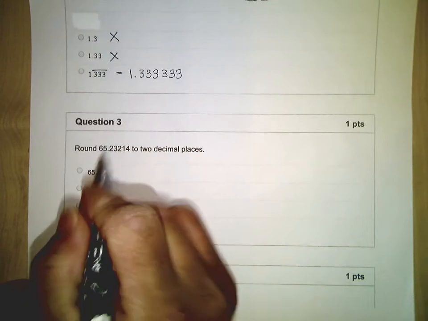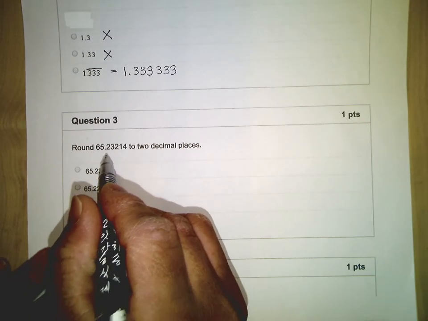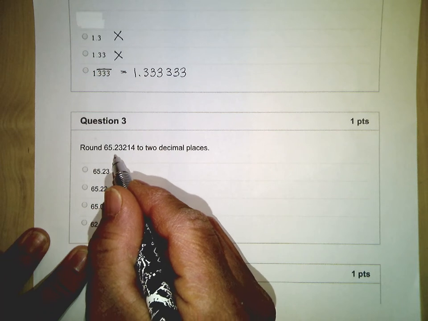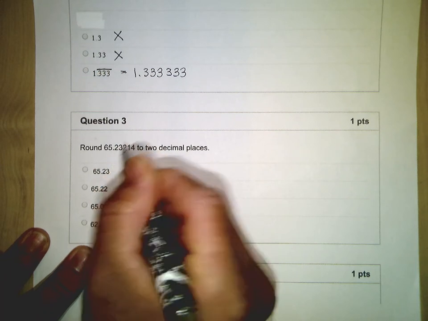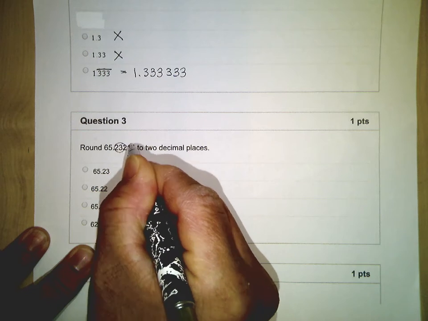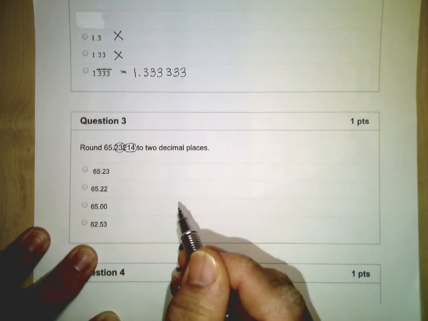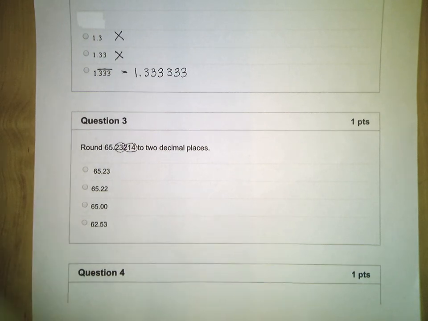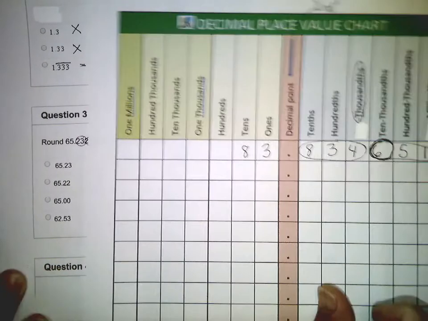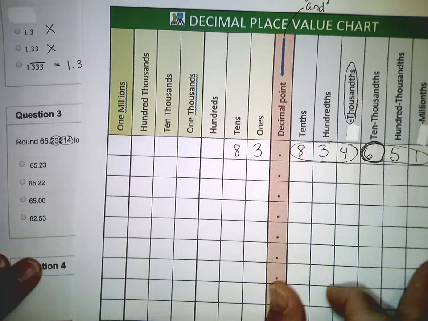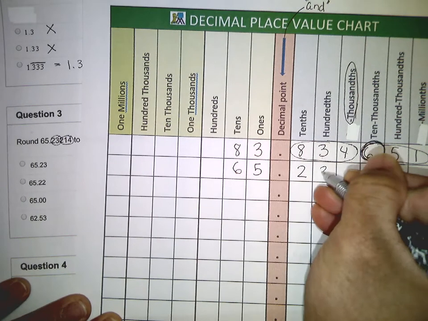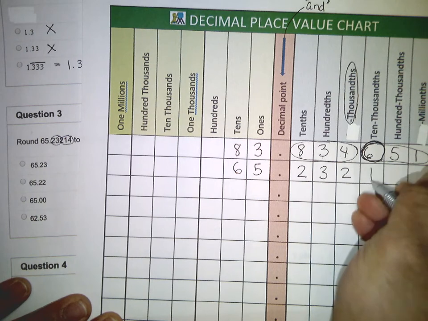All right, let's try another problem here. Round 65.23214, or 65 and 23,214 hundred thousandths to 2 decimal places. So why don't I write that number on my place value chart here? So 6, 5, 2, 3, 2, 1, 4.